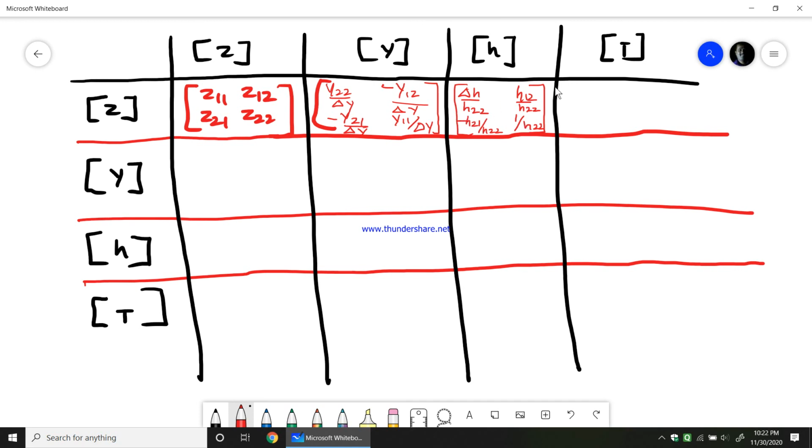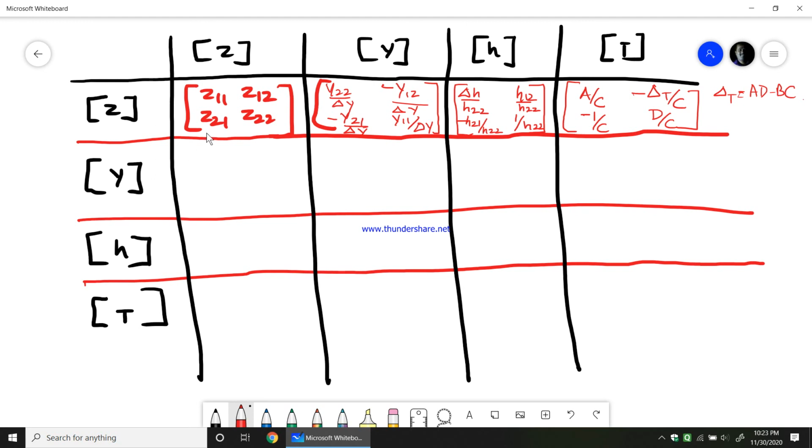And if you try to derive in terms of T parameters, you get A by C, and then minus delta T by C, and then minus 1 over C, and then D by C. So here delta T is nothing but AD minus BC. Delta T is nothing but AD minus BC.